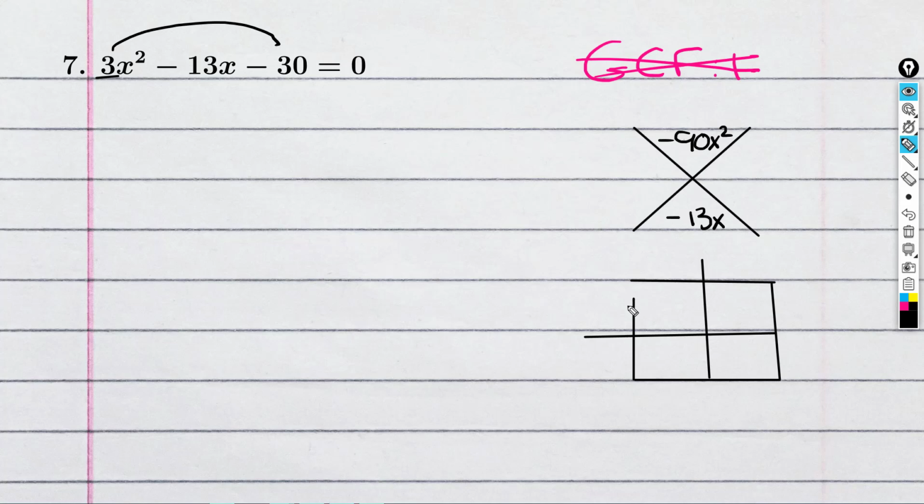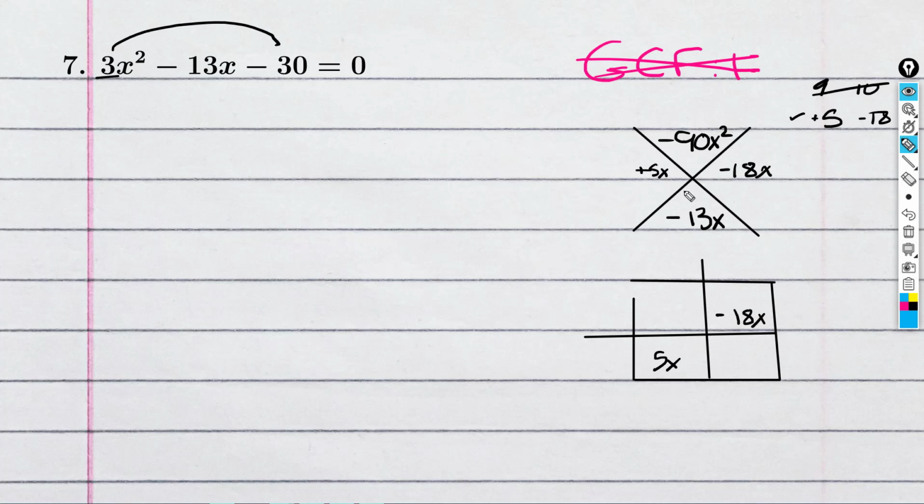And so when we have negative 90, I go through the list and I'm like, 9 and 10's not going to work. I need one positive, one negative. I keep going through and I have 5 and 18. Well, if I made the 18 negative, the 5 positive, that works. So I have a negative 18x and a positive 5x. So those are the numbers that go in the boxes.